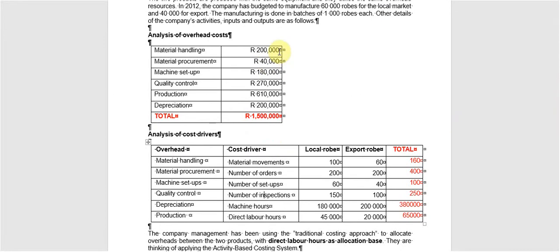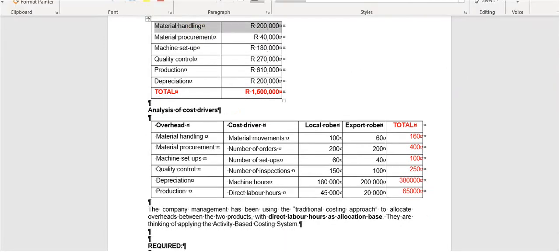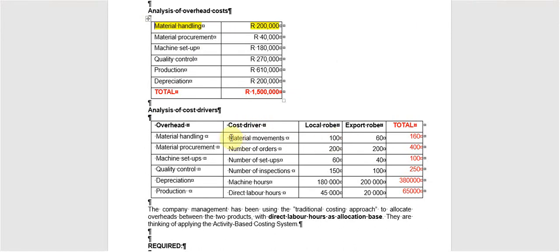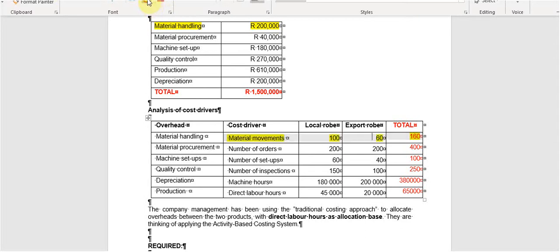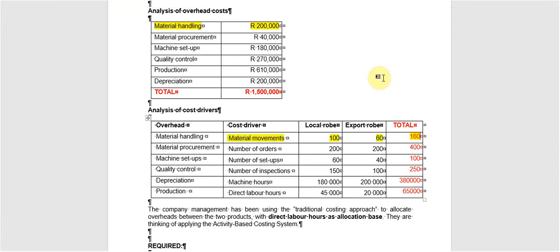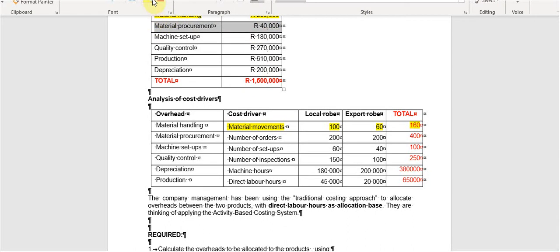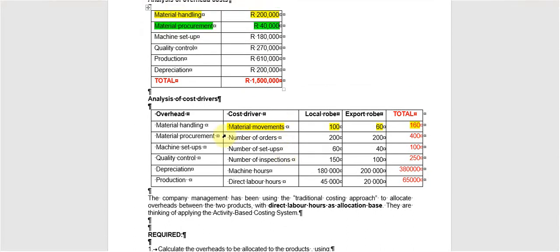If I look at the material handling, let's highlight that one, for example, in yellow, and the material movement should go with it. So I know this line item should go with it when I do ABC costing. If I look at the procurement, that was 40,000 Rand in total. I need to highlight that another color, so I'm going to make it green. And it should go with the number of orders, which means it goes there.